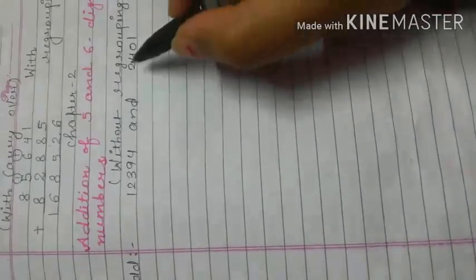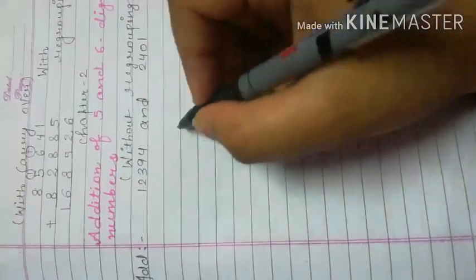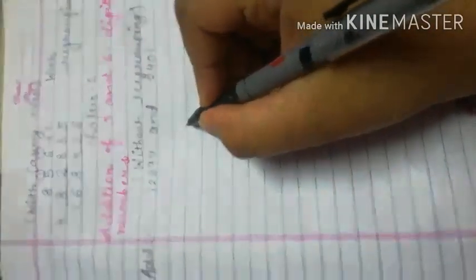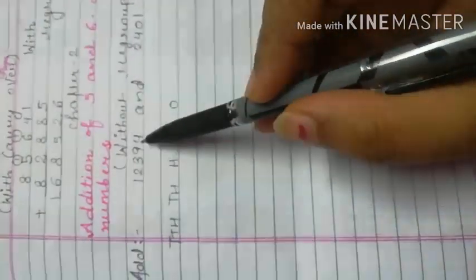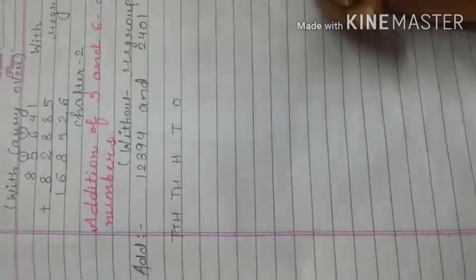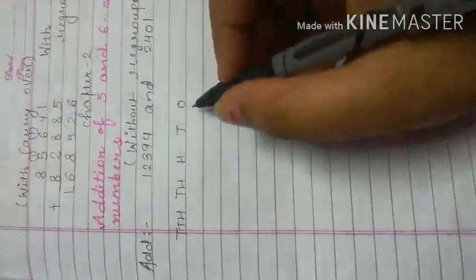So after having this question, what will be your first step for addition? First of all, you have to arrange this in the columns. So let us write place values first: ones, tens, hundreds, thousands, and 10,000s. I have written these 5 places here because we have a 5 digit number. So let us place this in the columns.